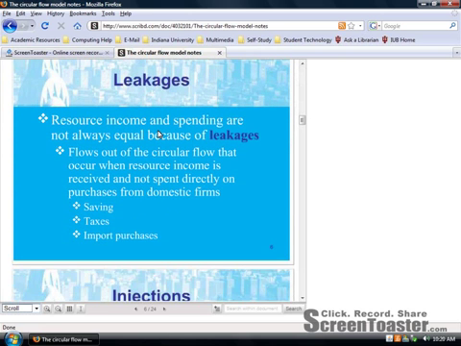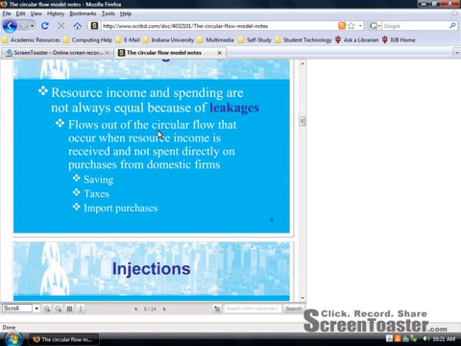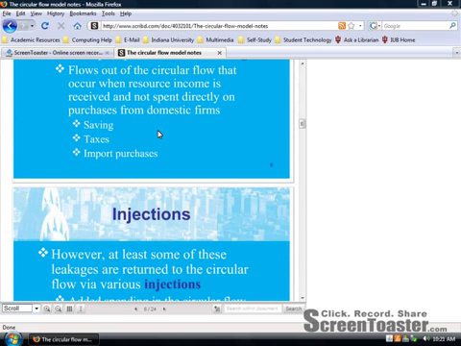Leakages. Resource income and spending are not always equal because of leakages. Flows out of the circular flow that occur when resource income is received and not spent directly on purchases from domestic firms: saving, taxes, import purchases.